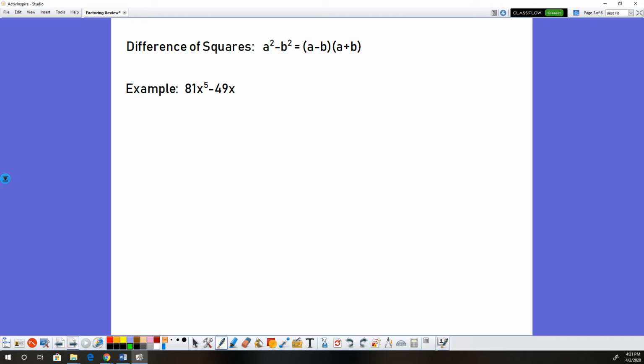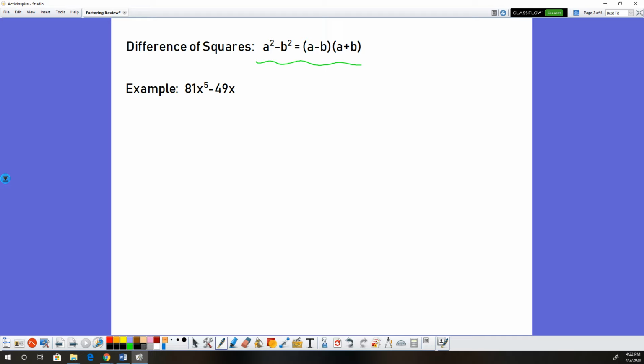All right, difference of squares. We have this formula here. We did this a lot in class. By the way, guys, if you're struggling and you still have first semester's notes, go back to 4.4, I believe, which is where we did a lot of this factoring. All right, difference of squares: a squared minus b squared equals a minus b times a plus b. All right, so let's do an example.